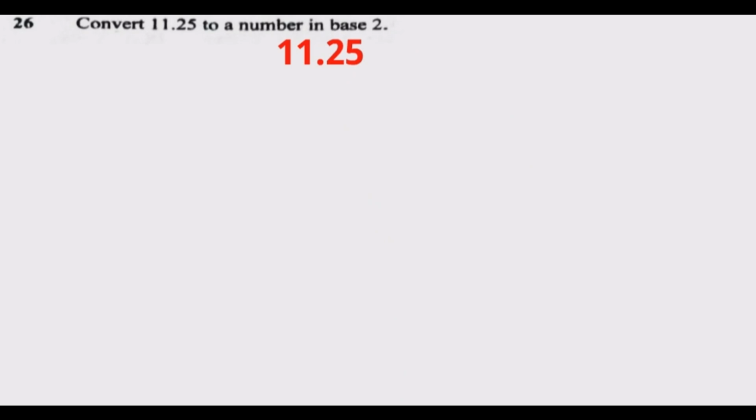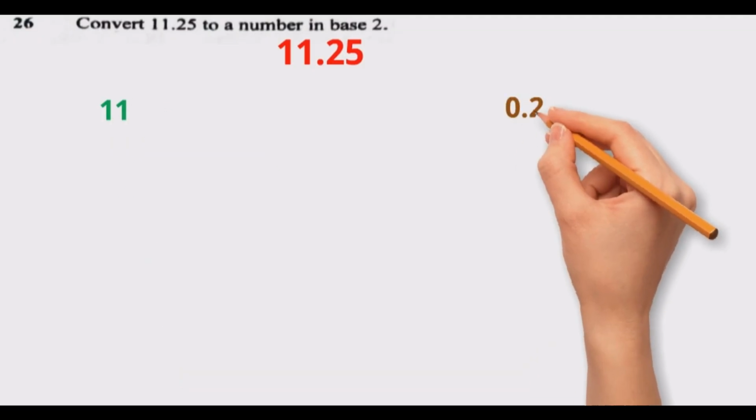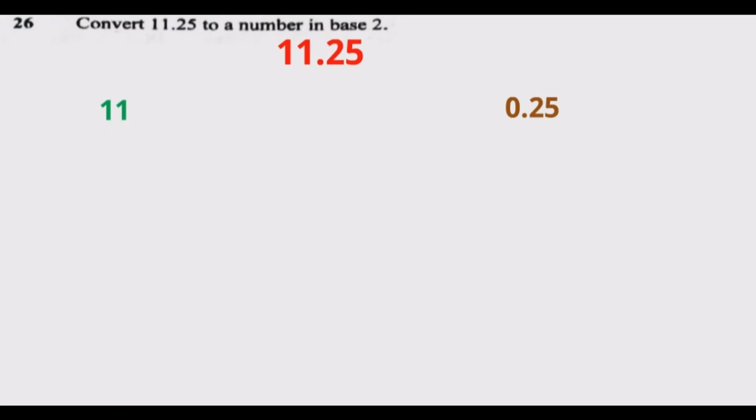Once we have written it like that, the next step is to separate 11.25 into two sections. I'm going to write the whole number alone, which is 11, and then the decimal number, which is 0.25. First I'm going to convert the whole number, 11, into base 2. To convert 11 into base 2, I'm going to come up with a frame like this one.